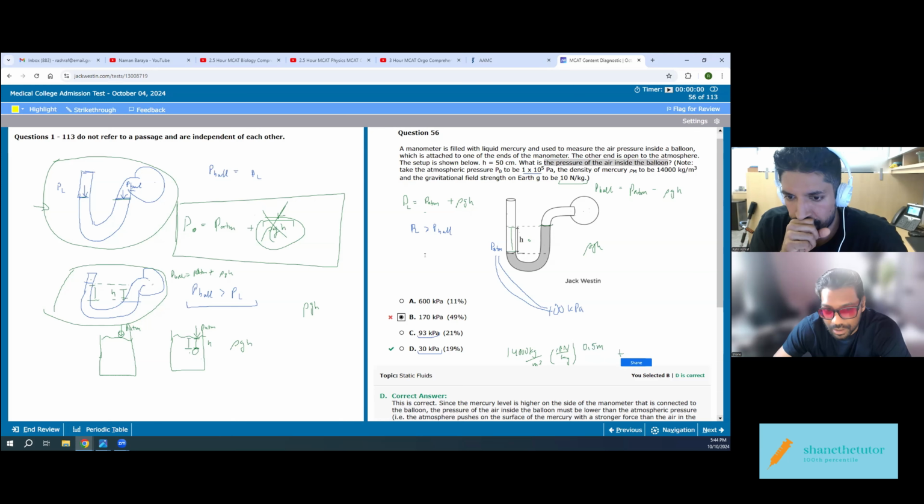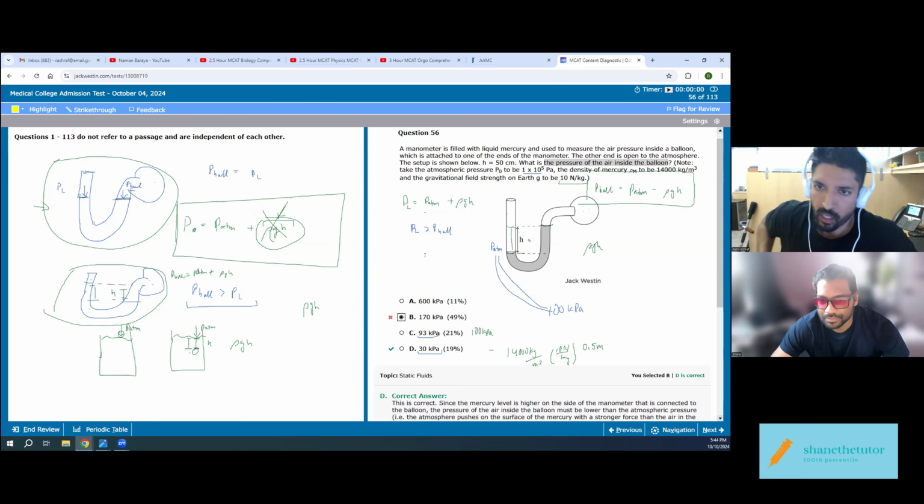Plus the 101 or 100 kilopascals, right? Oh, sorry. It would be the, you're right, 100 kilopascals minus that, because it's this, right? Oh, that's right. Kilopascals is pressure.